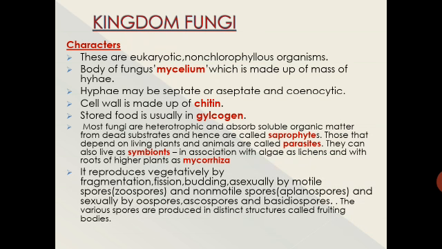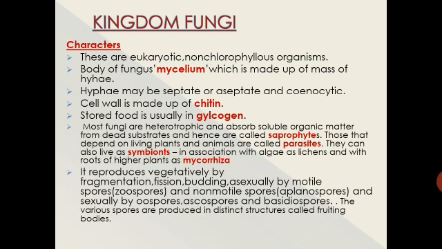The cell wall is made up of chitin. Stored food is usually glycogen. Most fungi are heterotrophic and absorb soluble organic matter from dead substrates and hence are called saprophytes. Those that depend on living plants and animals are called parasites.